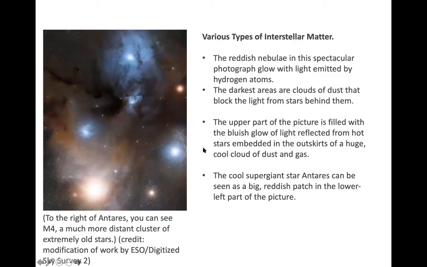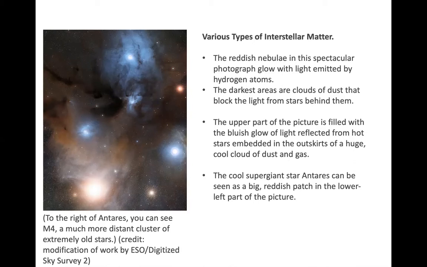We go into the next slide, right? Now, this is a picture, before we go into the next section, showing an example of different types of interstellar matter, right? I have explained the image on the right-hand side. You can see that the image looks very nice and has different colors. And let's see what these colors actually mean.